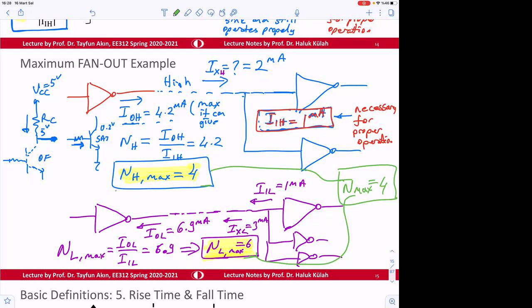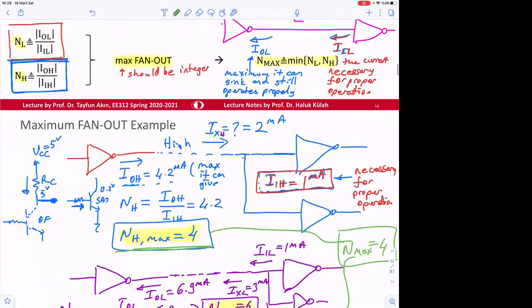No, no, no. 4 is good for this one. And 4 is good for this one also. I mean, this is the maximum 6. So 4 is less than 6, right? Okay.